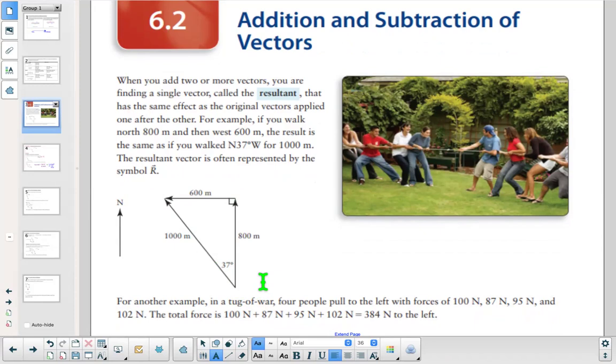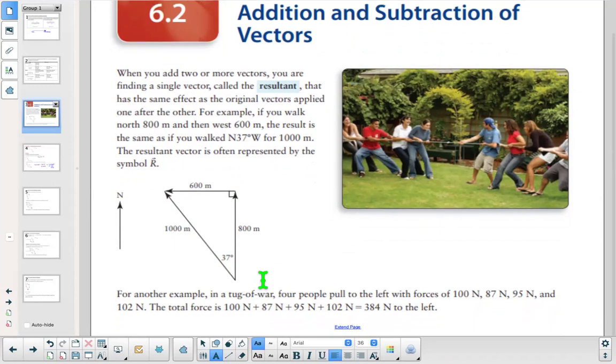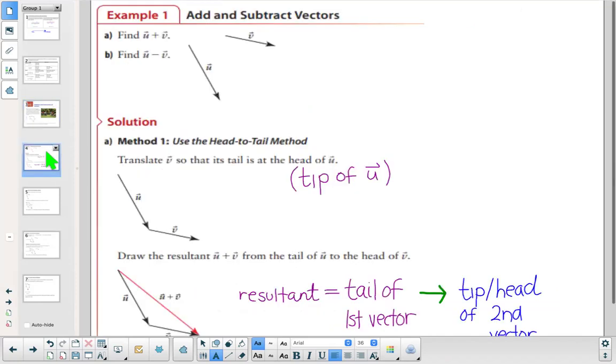For example, in a tug of war, 4 people pull to the left with forces of 100 newtons, 87, 95 newtons, and 102 newtons. The total force, when you add them up, is equal to 384 newtons to the left. So we're going to look at some application problems with vectors. But first, I want you to pay special attention to copying in your notes the methods, the step-by-step rules for the different methods. The most popular method is the head-to-tail method.